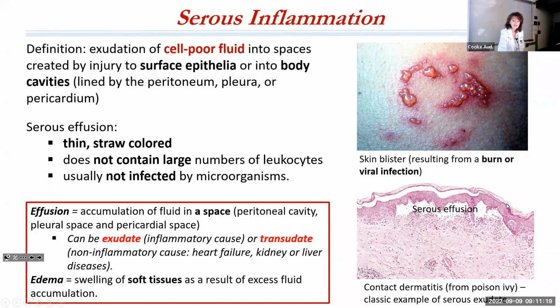Now, if you take a section from this area, what you're going to see is this. This is the skin, keratinized. This is the layer of keratin on top. Keratinized squamous epithelium, and this is the subcutaneous tissue. Between the epidermis and dermis, you see this white space. This is where the fluid was. This is the so-called serous effusion. Now, grossly, we describe this serous effusion as thin, as opposed to viscous, thin fluid, straw colored, so light yellow. It does not contain a large number of leukocytes and usually does not contain microorganisms.